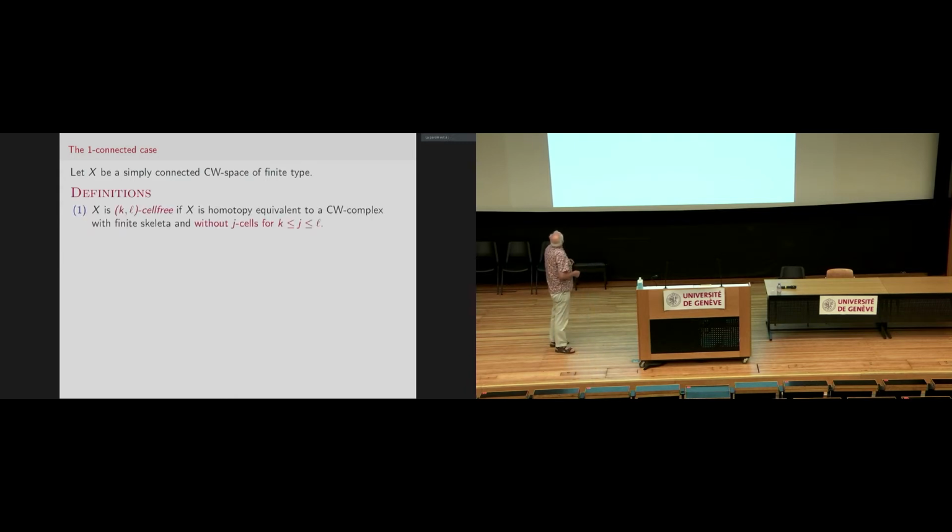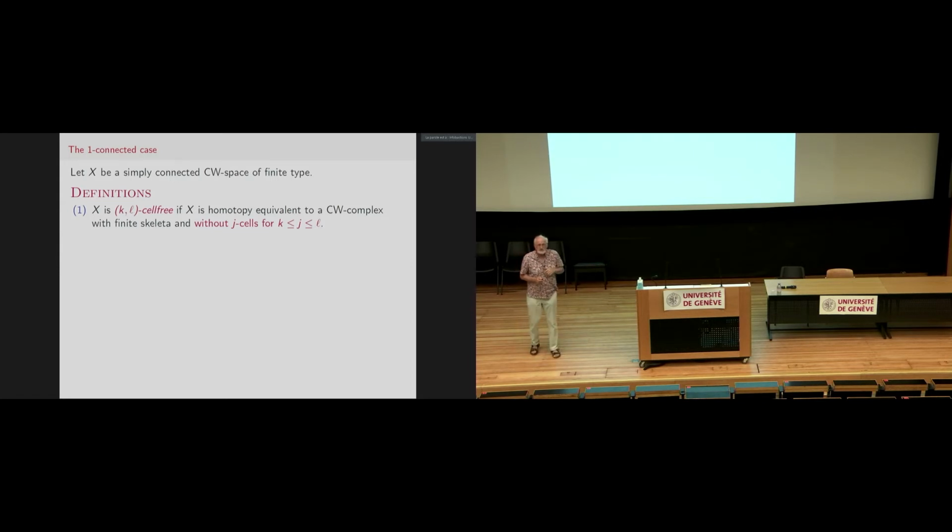Voilà. So I start with the one-connected case, which is very classical, but it will give us tools for the general case. I take a simply connected CW space, meaning it has the homotopy type of a CW complex of finite type, with finite skeleta. And so take this definition: KL cell-free if it is homotopy equivalent to a CW complex with finite skeleta and without cells in this range.